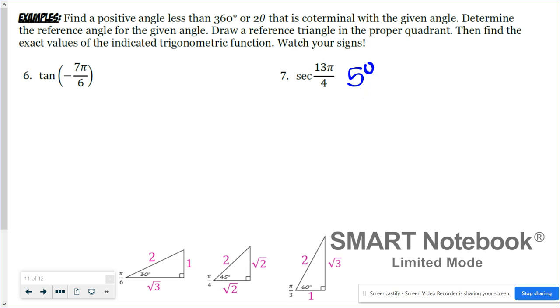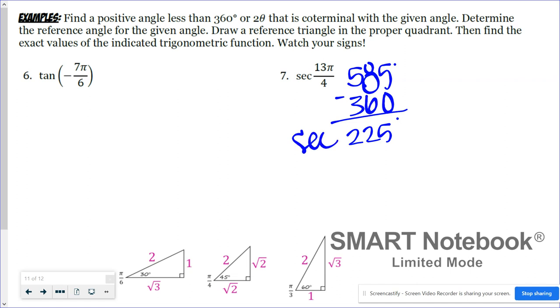I think it's too big as well. I'm not that comfortable with angles that are bigger than 360. So I'm going to go coterminal. Okay, so subtract 360. I get 225. I feel good about 225. I know 225, that would be in quadrant 3, right? And so I do my reference angle math, and I get a reference angle of 45 degrees.